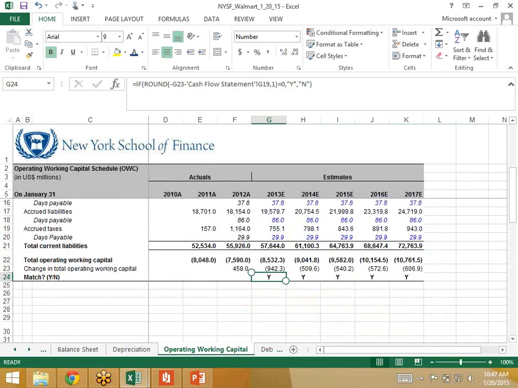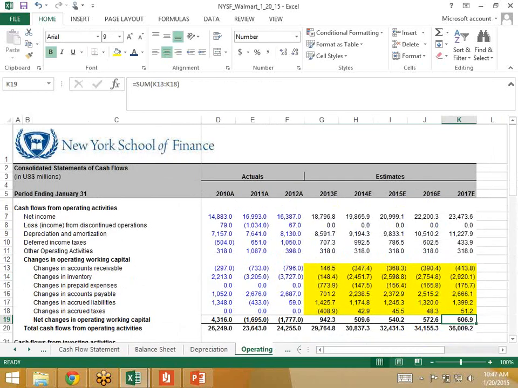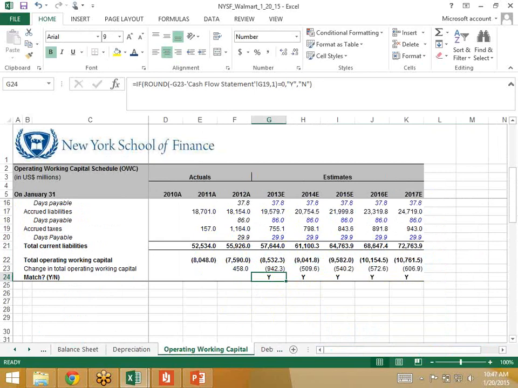How does it avoid that problem? Well, you're calculating changes in working capital two different ways. On the cash flow statement, you're taking the change of each individual line item and adding up the changes. On the working capital schedule, you're getting the totals and subtracting the total year over year. So if it doesn't match, that would indicate that you probably have the signs on either the working capital schedule or the cash flow statement backwards.